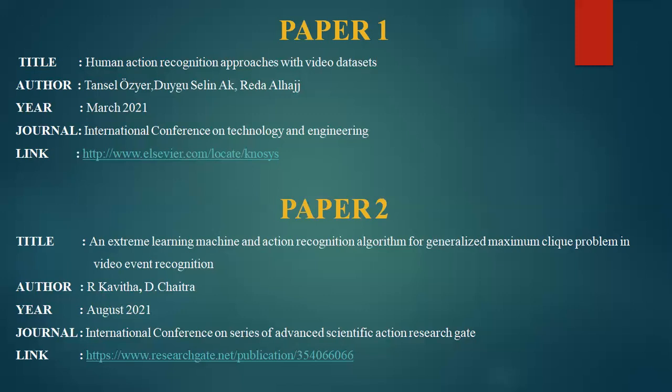Chaitra, which was published in August 2021 in the Journal of International Conference Series of Advanced Scientific Actions in ResearchGate. In this, video event classification exhibits many capabilities in applications, including content-based video retrieval. Identification of human activities in video has remained a potential topic of research in the computer vision field owing to its significant theoretical importance in terms of research and widespread real application potential.